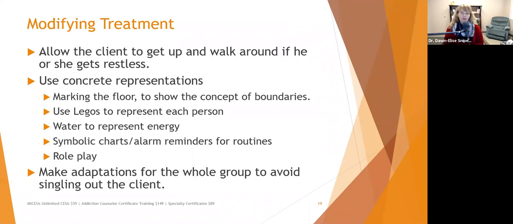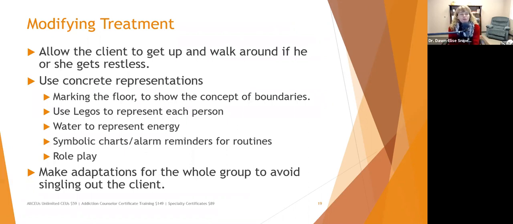Use concrete representations. Mark the floor to show the concept of boundaries, physical boundaries. This is where I stand, and this is as close as you should get. You can use Legos to represent people, or you even use little character dolls. You can use water to represent energy if you're talking about the energy needed to do something. You can use symbolic charts and alarm reminders for routines, and role play. Again, we keep talking about role play.